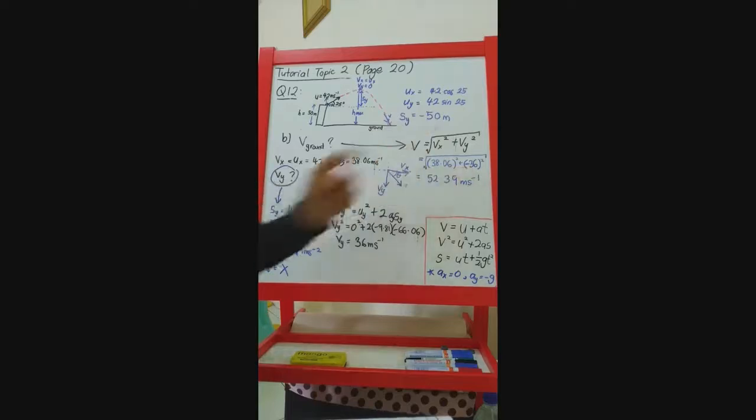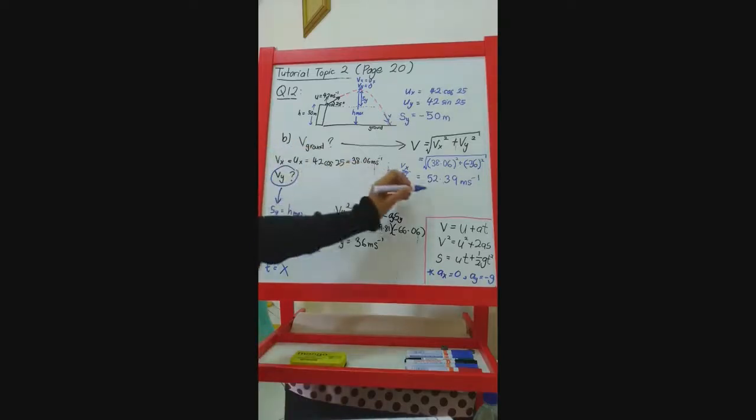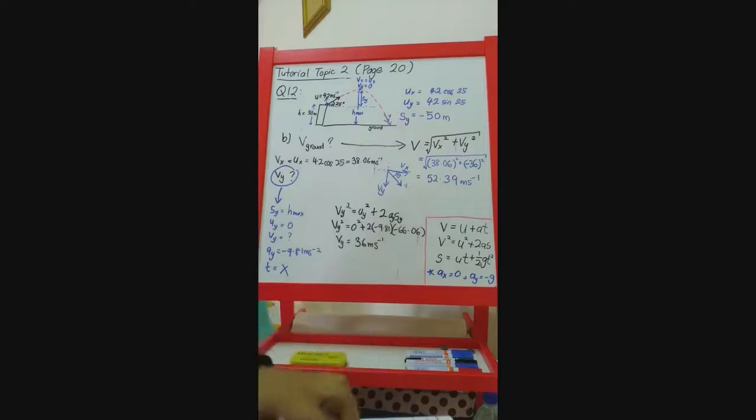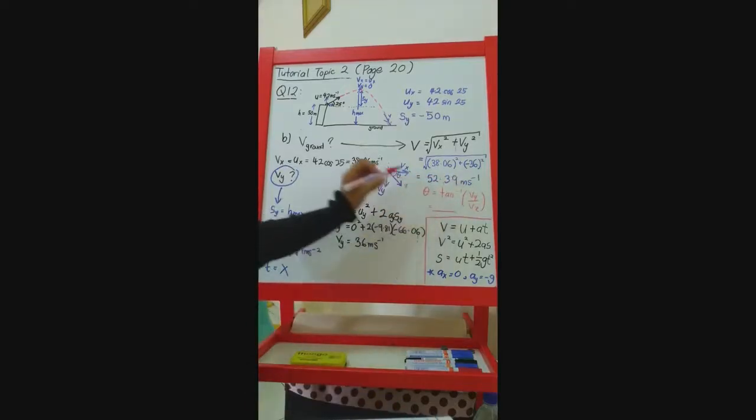Substitute. Why did I put negative here? If you look at the sketch, Vx is to the right, therefore it's positive. Vy is downward, so you need to put a negative sign indicating that it is in the downward direction. Therefore you get 52.39. You also find the direction by using this formula, so we get that, which will be the theta here.